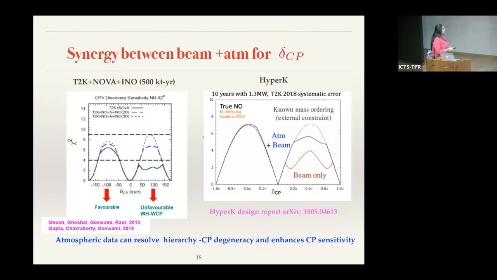A similar study has also been done for Hyper-K using their atmospheric data and T2HK, the beam experiments. You can see that beam only is less, but if you consider the hierarchy from atmospheric plus beam, then they get a better sensitivity for delta CP.